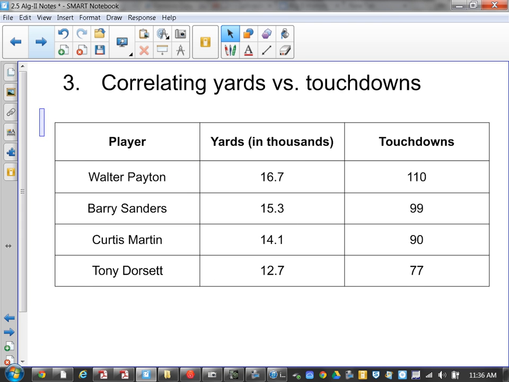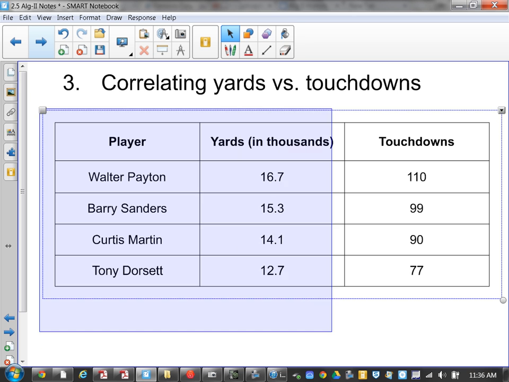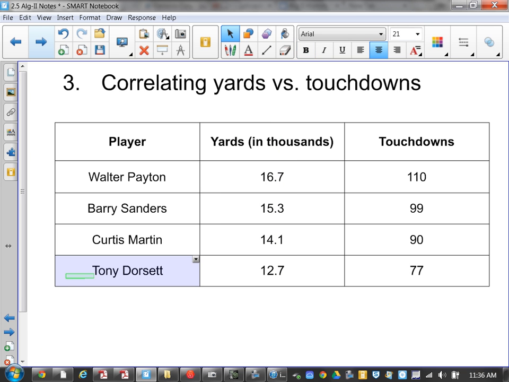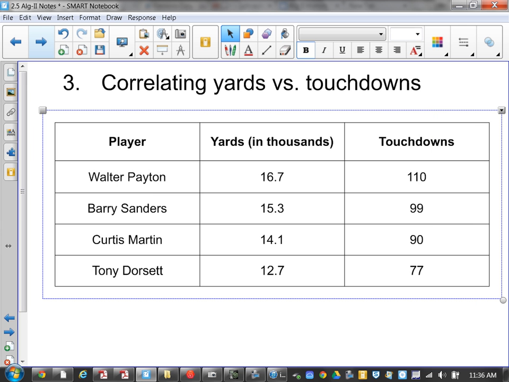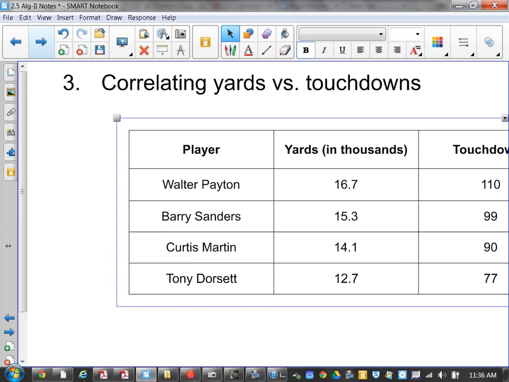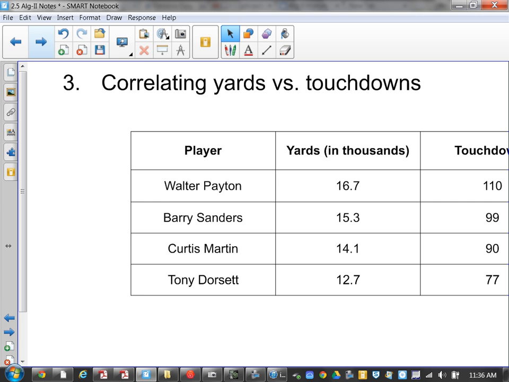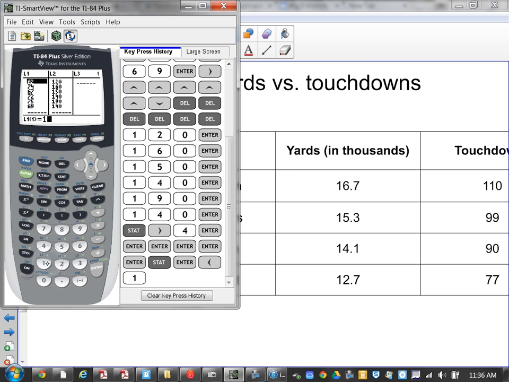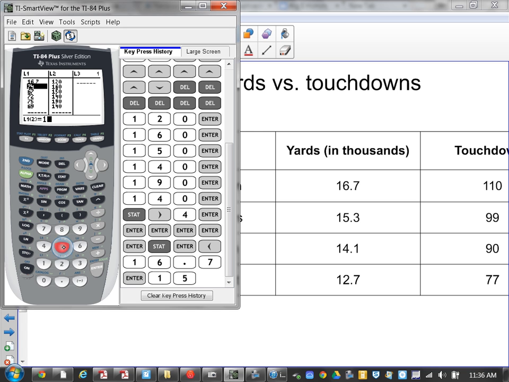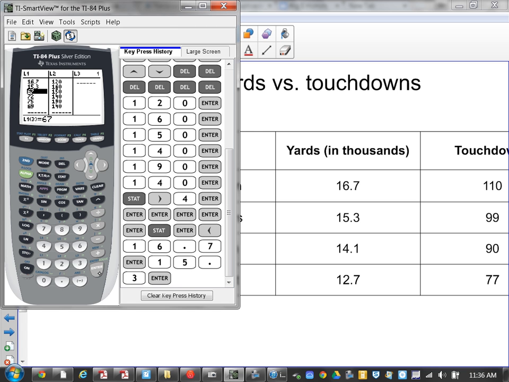Oops. Move this over. How do you hear it again? The table? Just overwrite it or delete. Oh, I got it. And then what do you go to? And then you go to stat, calculate, line, menu, regular, enter.